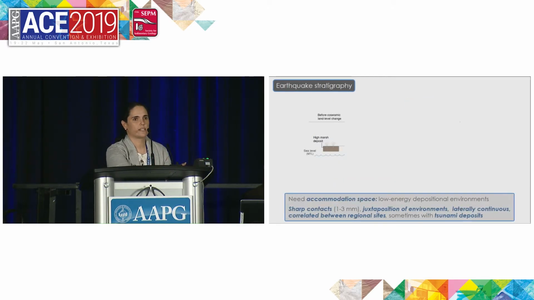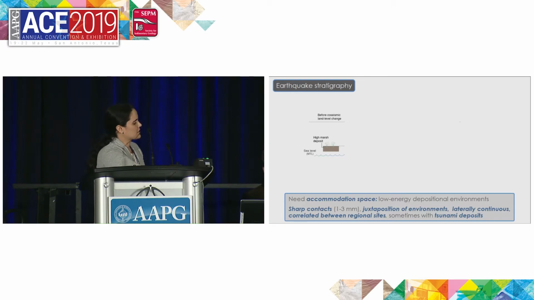So what does this look like then in the stratigraphy? First of all, we need low energy depositional environments to capture these changes, right? We're not going to go and look at rocky coastlines because if you have an outcrop of rock that pops up or down, you're not going to really see that change in relative sea level. So we look for low energy depositional environments like coastal marshes and lagoons, estuaries, places that are sensitive to changes in relative sea level. So we need that accommodation space.